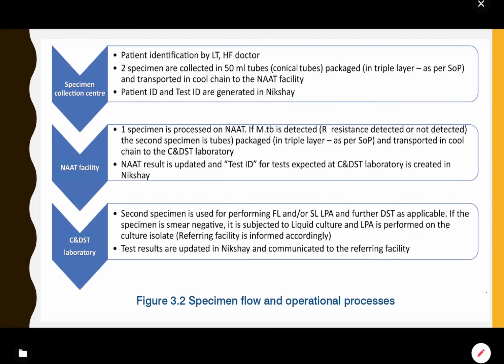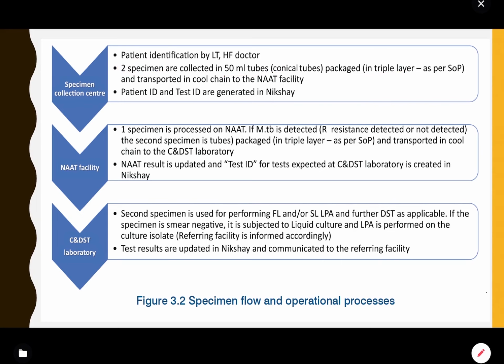So as per the guidelines, once the patient is Putam positive and you are sending for NAT facility, or even for upfront NAT, you have to send two specimens. Okay, two specimens in 50 ml Falcon tubes, and it has to be sent in our proper triple layer packing under cold chain as per protocol.